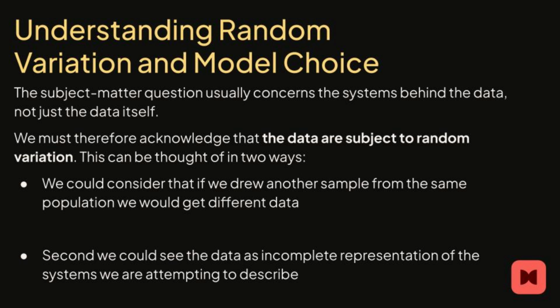Understanding random variation and model choice. The subject matter question usually concerns the systems behind the data, not just the data itself. We must therefore acknowledge that the data are subject to random variation. This can be thought of in two ways. First, we could consider that if we drew another sample from the same population, we would get different data. Second, we could see the data as an incomplete representation of the systems we are attempting to describe.